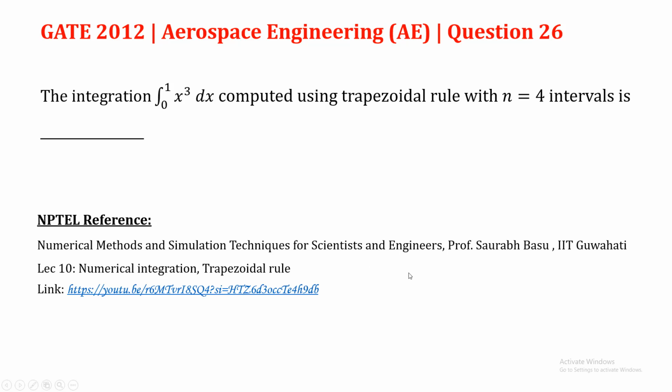Hello everyone, let's solve a problem from the GATE 2012 Aerospace Engineering paper, question number 26. The integration of 0 to 1 x cube dx computed using the trapezoidal rule with n equal to 4 intervals is dash. So this is a numerical integration question. Let's go and solve the problem.